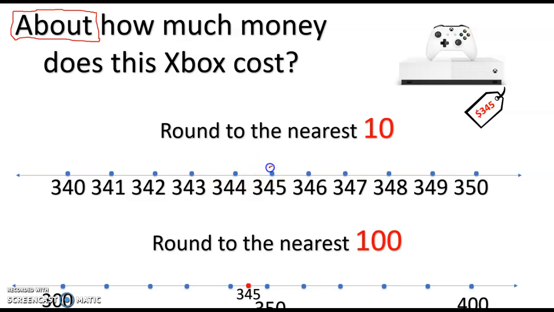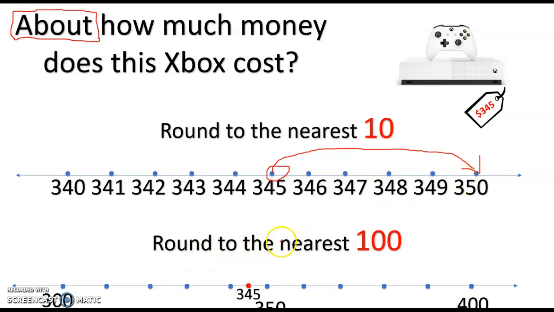Here's 345 on the number line. I want to round it to the nearest 10. I remember that if I'm rounding to the nearest 10, if it ends in 1, 2, 3, or 4, I round down. If it ends in 5, 6, 7, 8, or 9, I round up. So 345 rounded to the nearest 10 is 350. So if I round to the nearest 10, this Xbox is about $350.